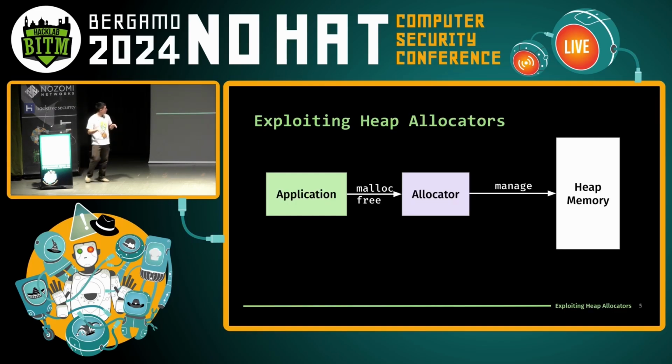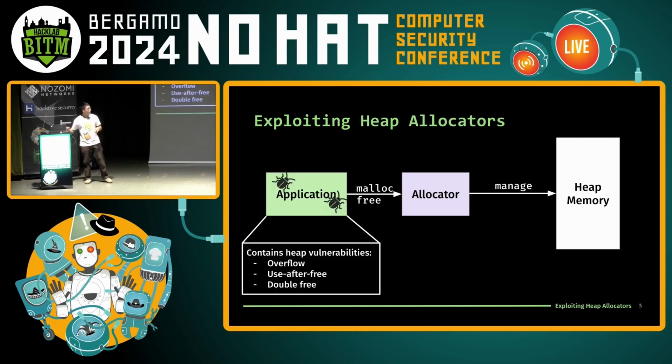First off, to get us all on the same page, what do I mean when I talk about exploiting heap allocators? There's three components involved. There's the application. This is the code that's written by the developer, and it uses malloc and free to allocate and deallocate memory. There's the allocator. This is a piece of code that implements those functions, and it manages heap memory. Heap memory is just the memory region where this dynamic memory is allocated and deallocated. And all these three boxes run in the same process.